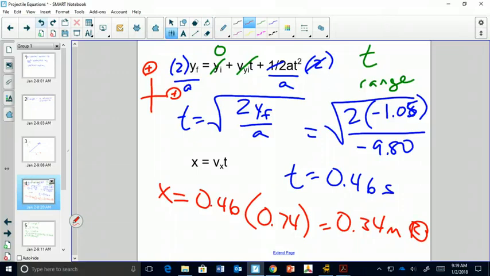Because this was 0, my initial velocity in the y was 0. It canceled out. If there was some initial y velocity, then we'd have to deal with that t. You're right. But in this case, we didn't need to.